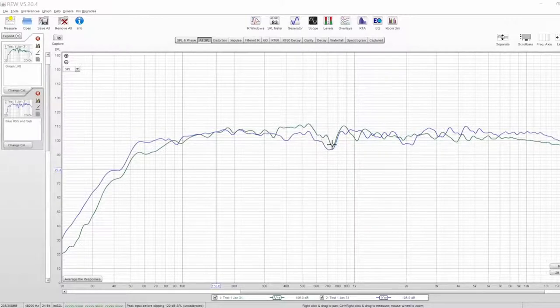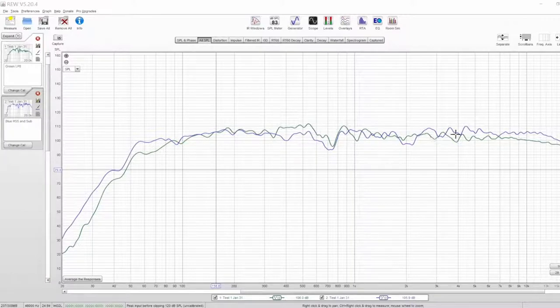I have a little bit of scoop out on around 750 hertz. And this is comparing both my monitor sets. The green one, this is Kali LP8s in green. And the blue one, this is Yamaha HS5s with a subwoofer.